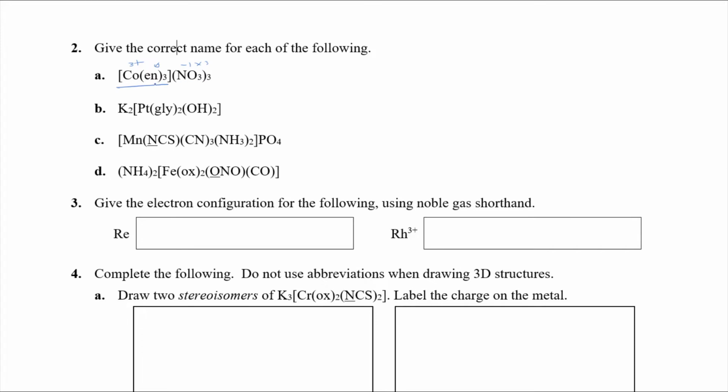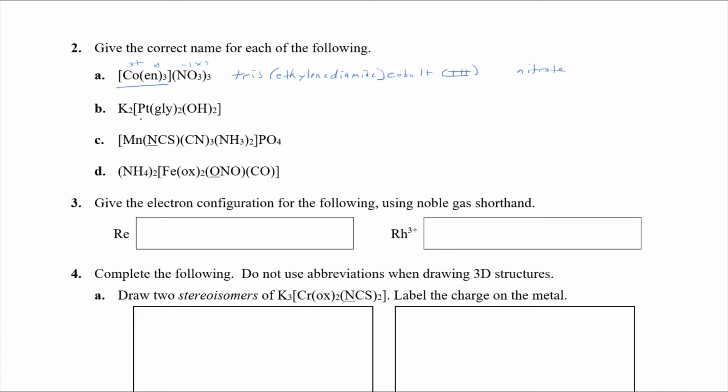Now, ethylene diamine is a bidentate ligand, so you have to use a special prefix. So it's tris, and we have ethylene diamine, and cobalt, and the oxidation state was 3, so we put that in Roman numerals, and then that's the end of the complex name. Now we just write the counterion, nitrate. There you go, pretty simple.